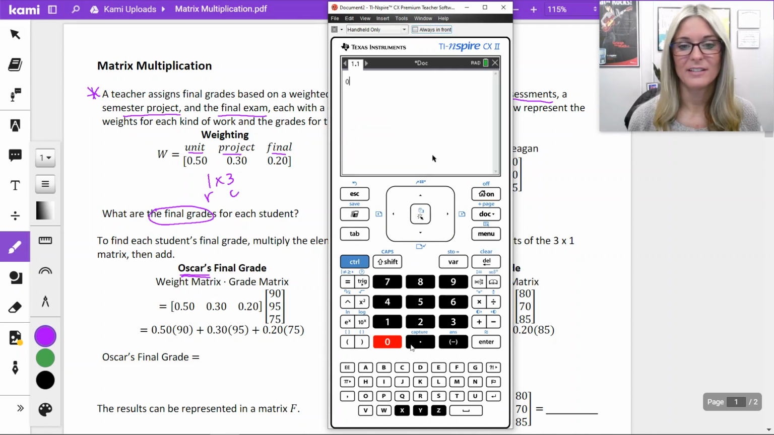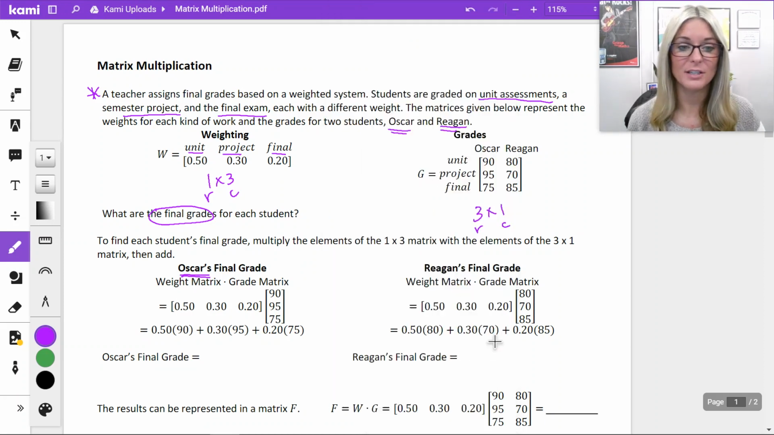So we have 50%, or 0.50 times 90, plus 0.30 times 95, plus 0.20 times 75. That gives us 88.5, which would be Oscar's final grade.